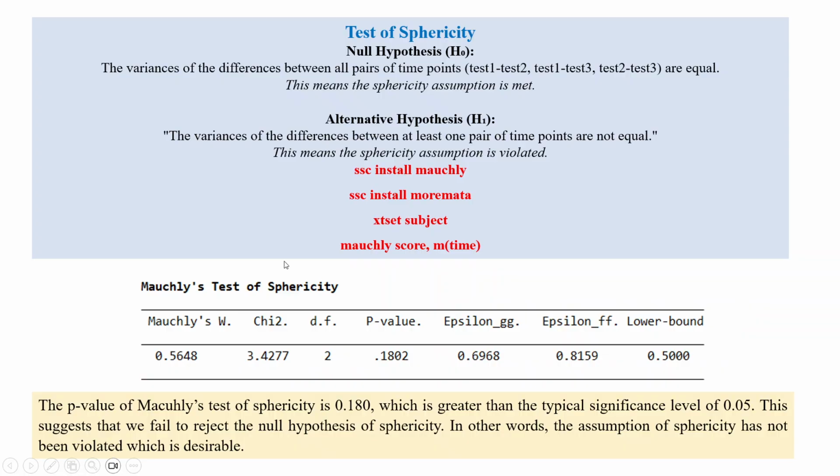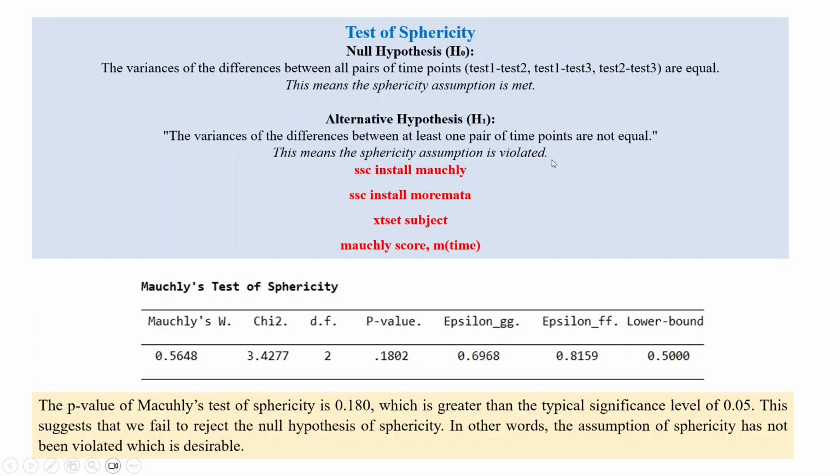So first we will have to check the assumption, and the first assumption is test of sphericity. The null is the variances of the difference between all pairs of time points. That is, test 1 to test 2, test 1 to test 3 and test 2 to test 3 are equal. This means that the sphericity assumption is met. This is null. Alternative, the variances of the differences between at least one pair of time points are not equal. This means that the sphericity assumption is violated.